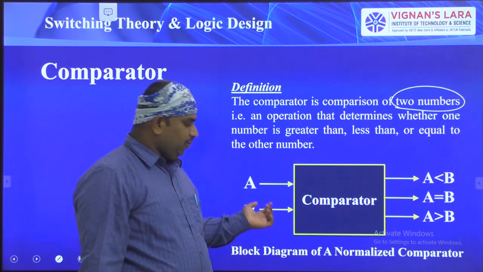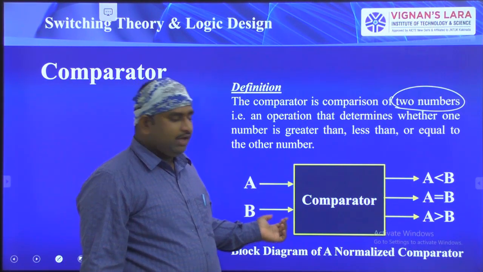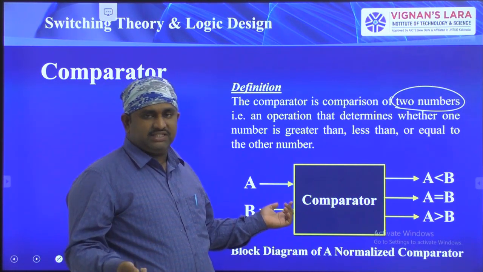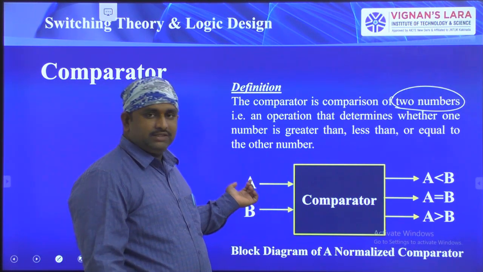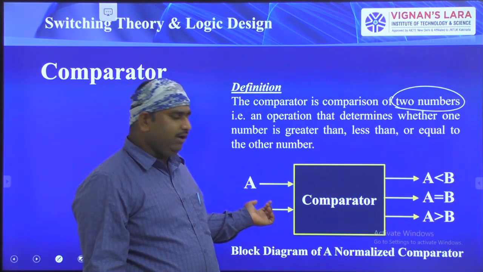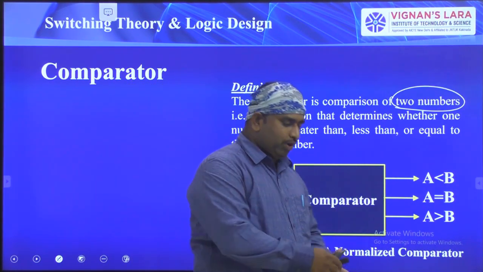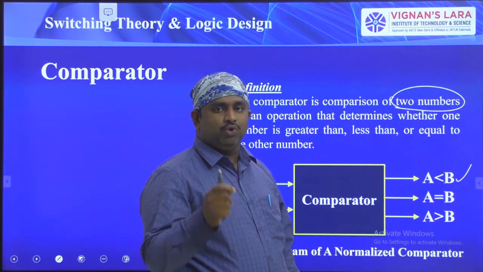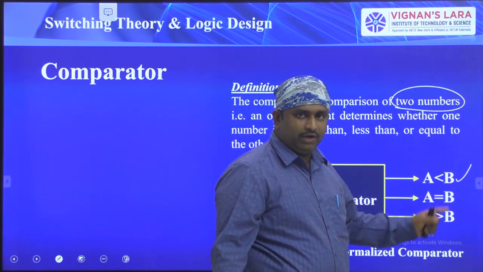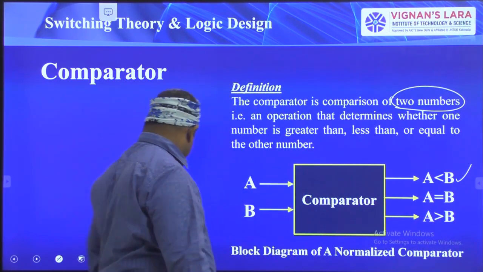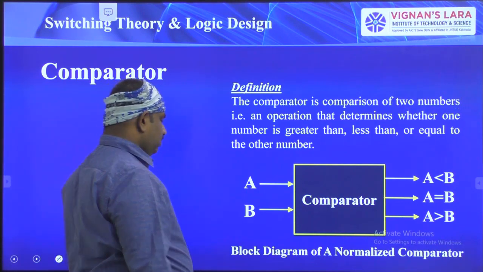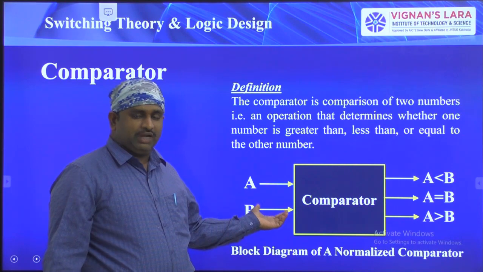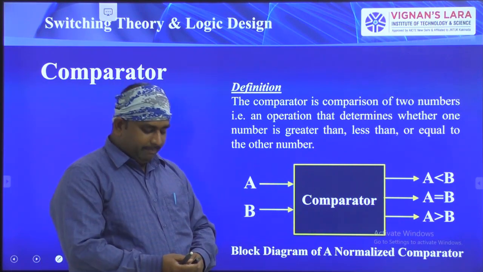So see here, if you give 5 and 7, it will give the comparison between 5 and 7. 5 is less than 7. That is, if you are giving A, B, then A is less than B. So the output of the A less than B position is going to switch on, and the remaining two are going to switch off. So this is a normalized block diagram for the normalized comparator.